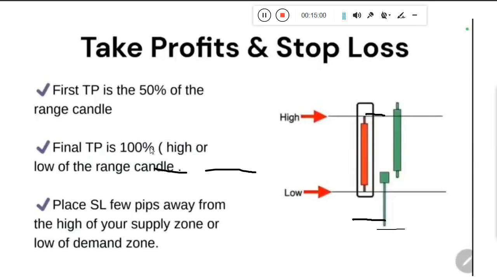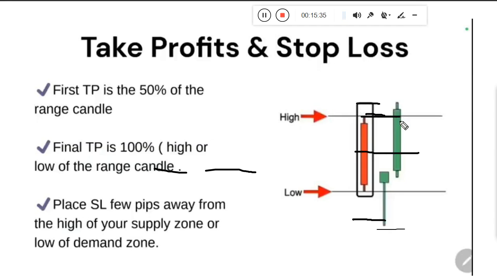So the take profit and the stop loss. Of course, a good profitable strategy must have all these things. You can see the way I started from the beginning. Your first take profit should be the 50% of the candle range, which is this. So it should be the 50% of this. That's your first take profit. Your final take profit should be the high. This time, because this is a bullish scenario, it's going to be the high of this candle here.